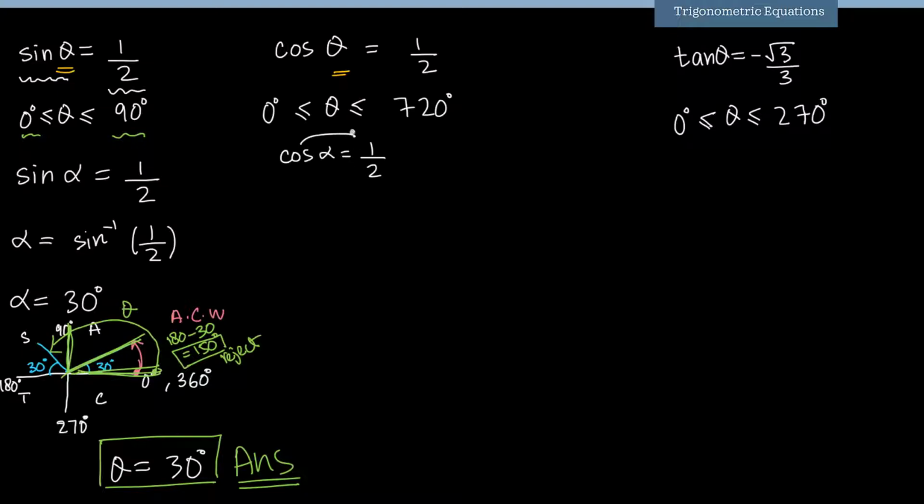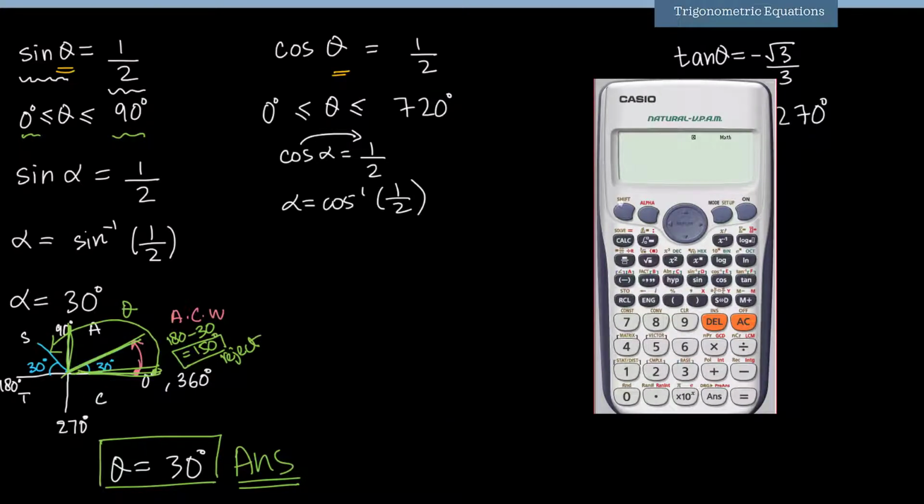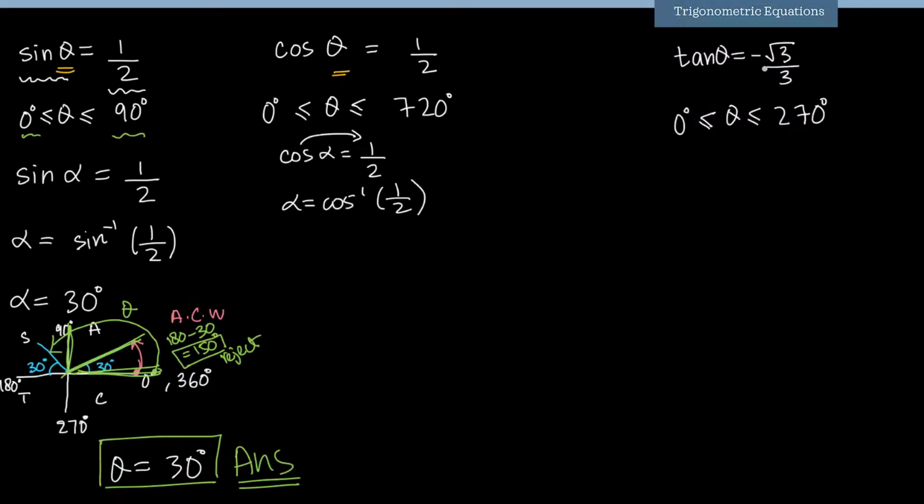Next I'll send cosine to the other side. So alpha is equal to cosine inverse of 1 upon 2. And from the calculator, if I calculate this, cosine inverse of 1 upon 2 would give me the value of 60 degrees. So my reference angle alpha is equal to 60 degrees.